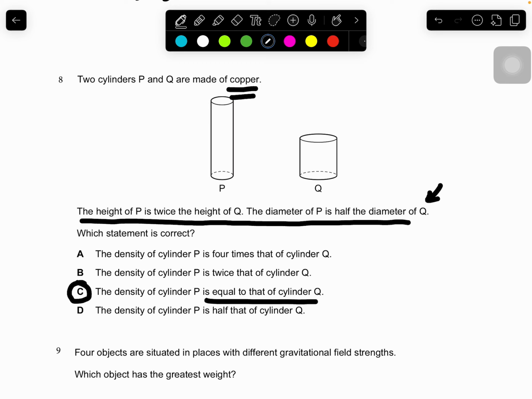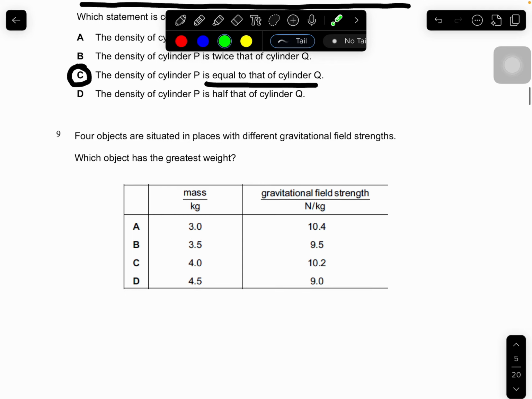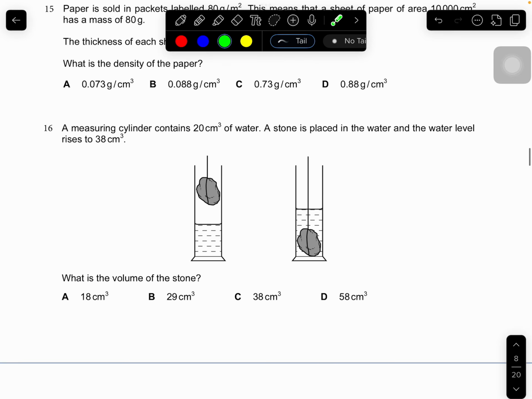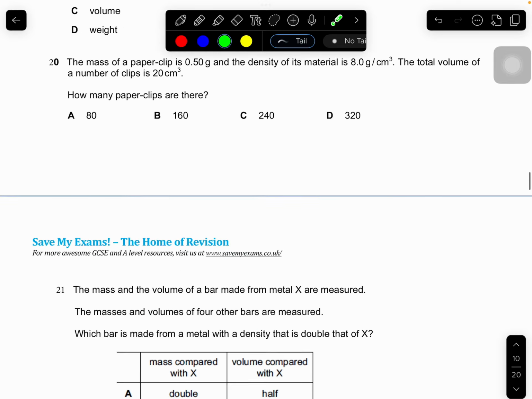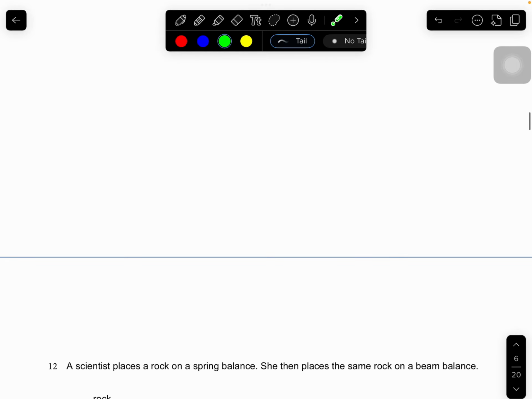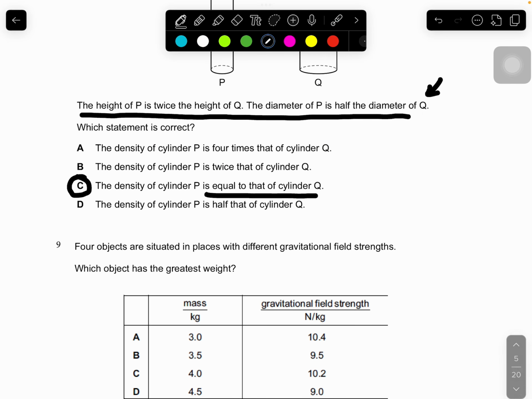However, if you had two objects of different materials, then you'll need to use this information to find out the right answer. And I think we'll get a question. Let me see if there is one here. Okay, so I don't see a question on this yet, but we'll go over our past papers once again, and I'll teach you how to do that.